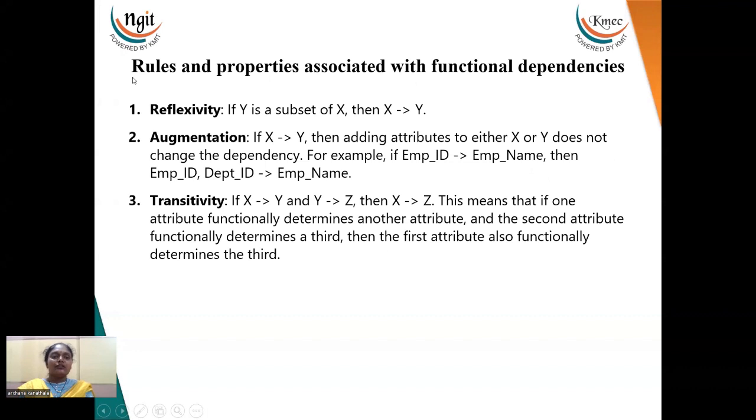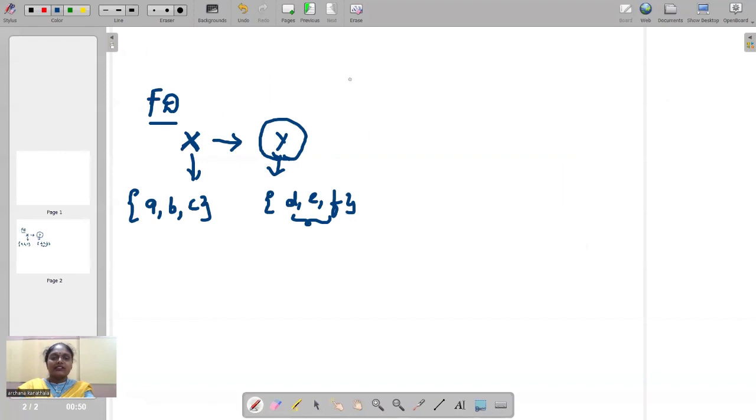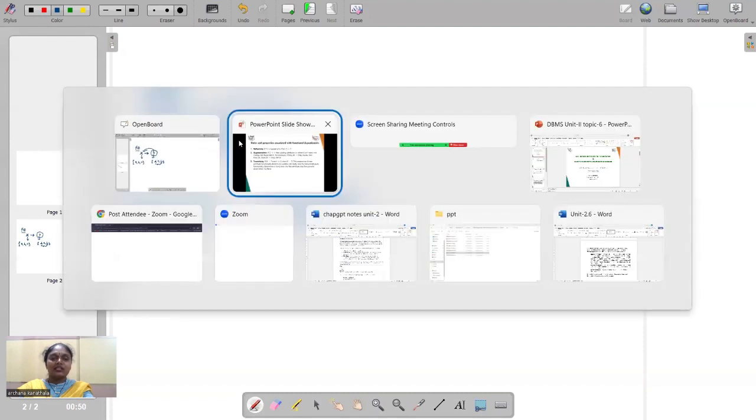Now, these are the three important rules or properties associated with functional dependencies. The first one is reflexivity. Now, look at the rule. If Y is a subset of X, then X determines Y. Reflexivity tells us that if Y is a subset of X, then X will determine the value of Y. That is the first one, reflexivity.